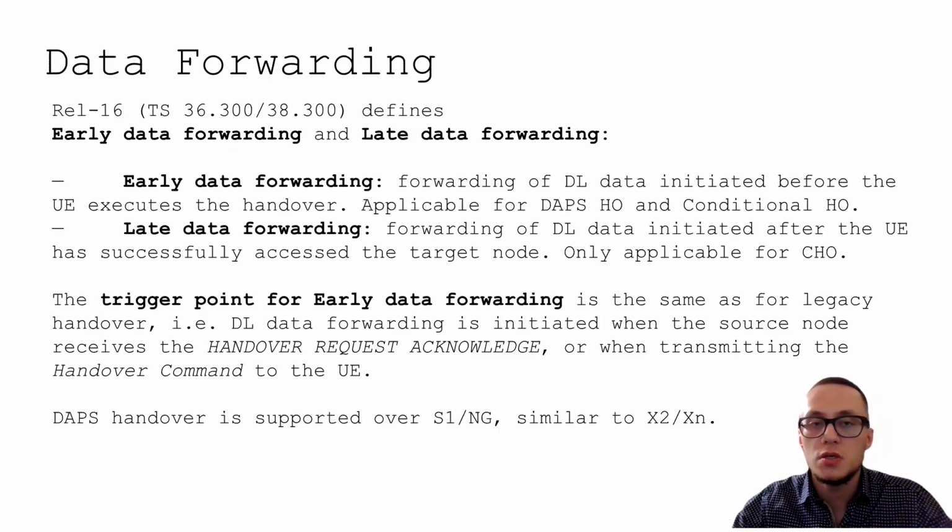Now let's briefly touch on some new things such as data forwarding in Release 16. It is early and late data forwarding. Early data forwarding is used in dual active protocol stack handover, and it is also possible in conditional handover, when data is forwarded in advance in the transport network. DAPS handover, when it comes to the S1, NG or X2, Xn interfaces, is also supported as a legacy handover.